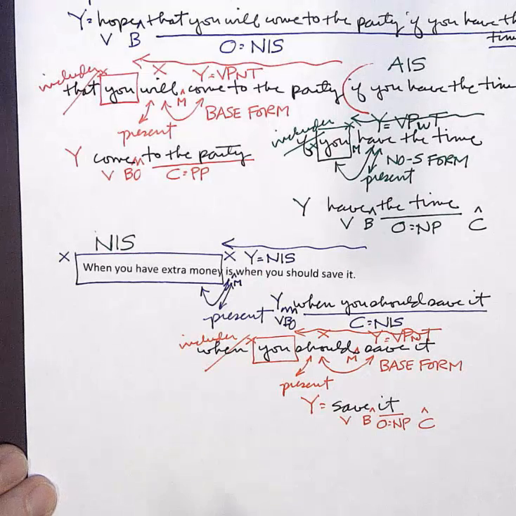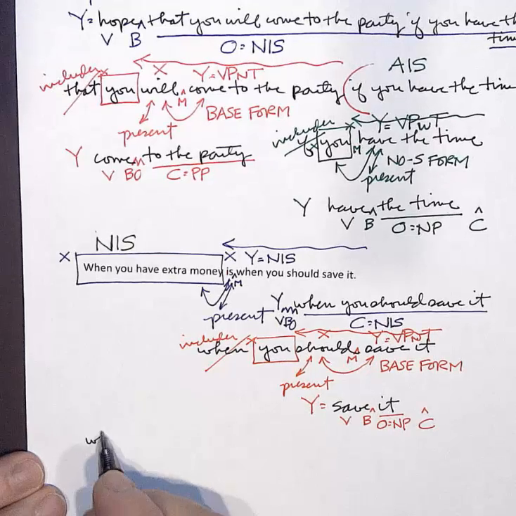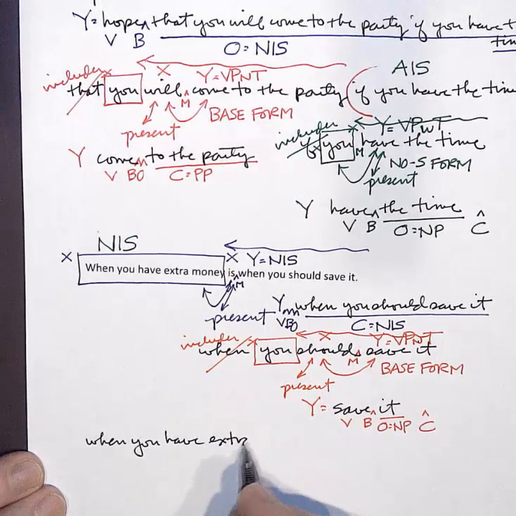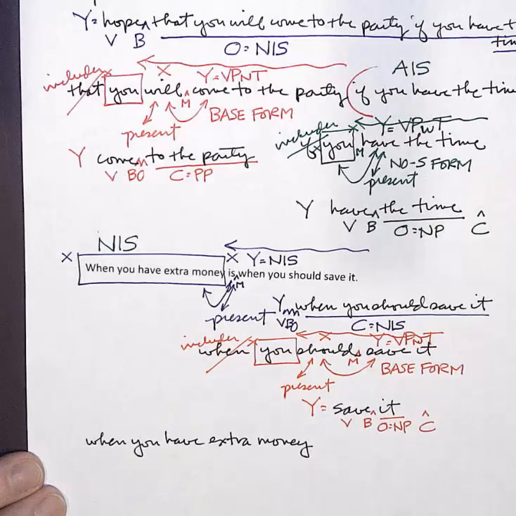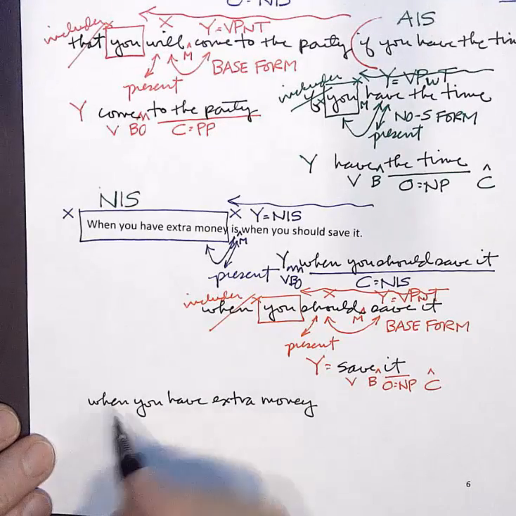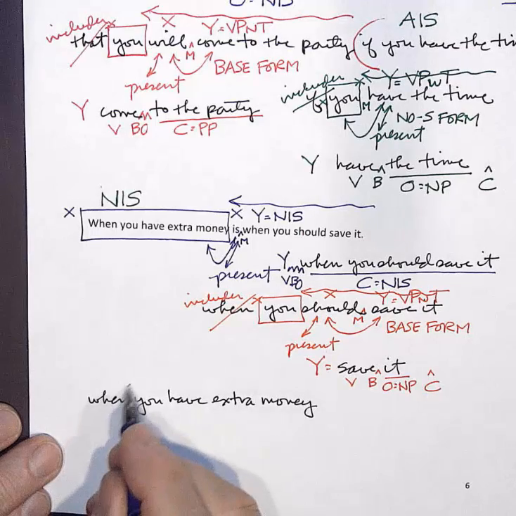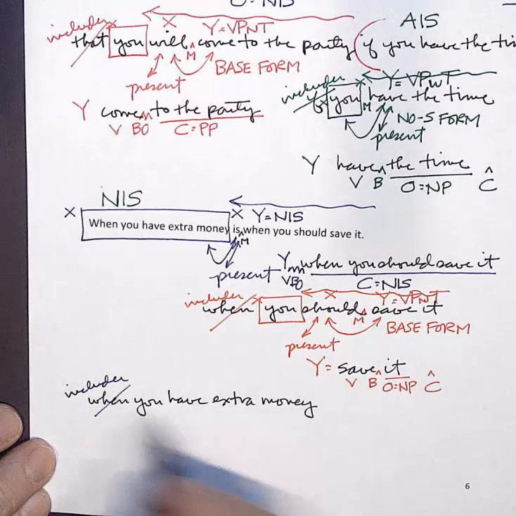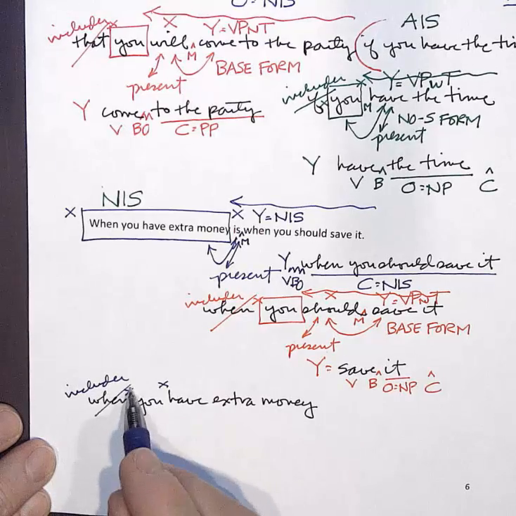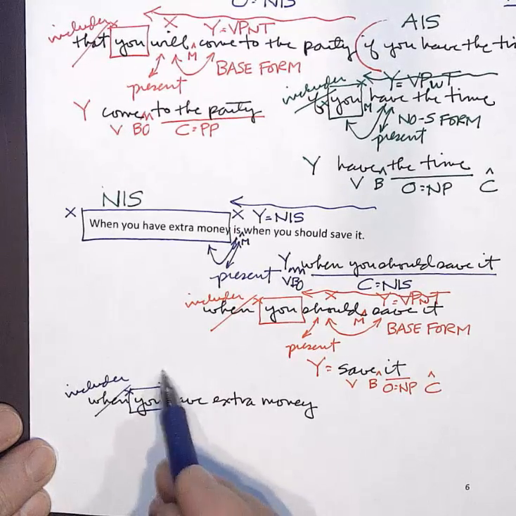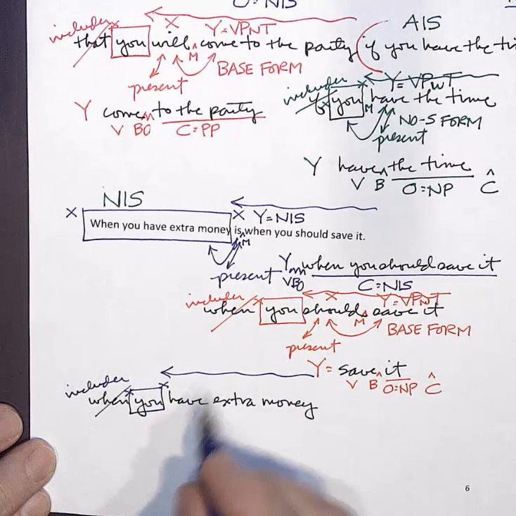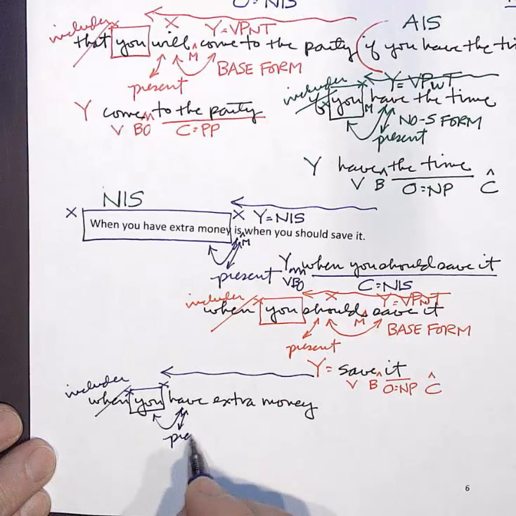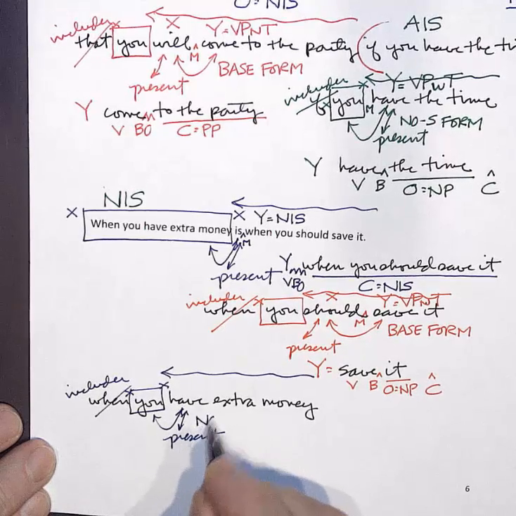Why don't we write that one down here? When you have extra money. When you have extra money. Okay, and whoops, okay, when is the includer. Do you have extra money? You do not have extra money. You is the subject. Have ties with you. Have ties with the present. No S form.